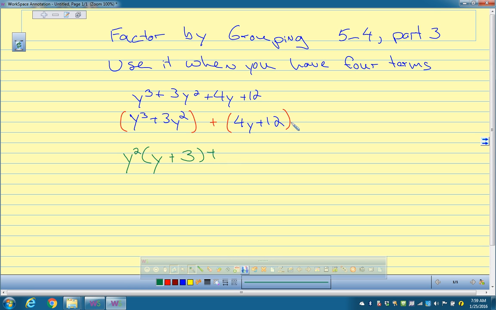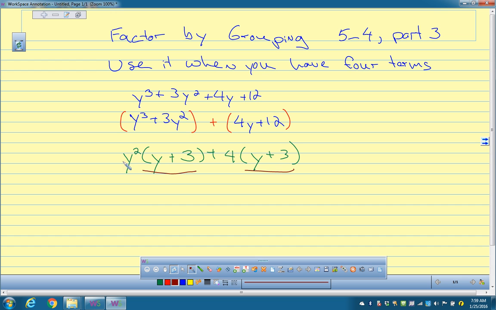What could I pull out of both of these? 4 times y plus 3. Now, do you notice that this thing here and this thing here are exactly the same? See that? That's when you do factor by grouping. If it works, you will end up with the same thing here and here. That's your goal. Because then you do the opposite of the distributive property.